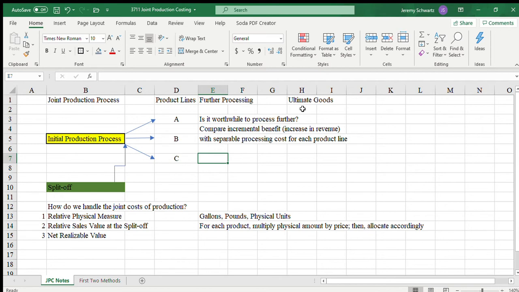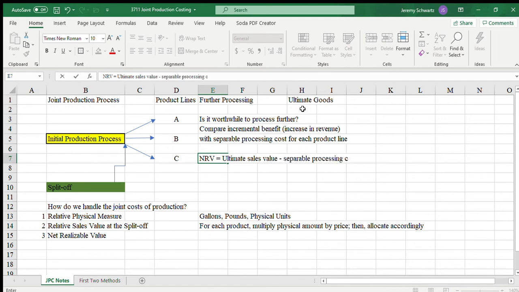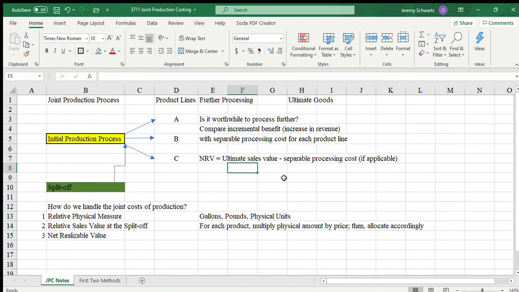And so, usually you'll see like one or two where it's profitable to process further, and the other one where it's not. And so whatever our net realizable value then would be, so our NRV, or net realizable value, would be our ultimate sales value minus separable processing cost, if applicable.